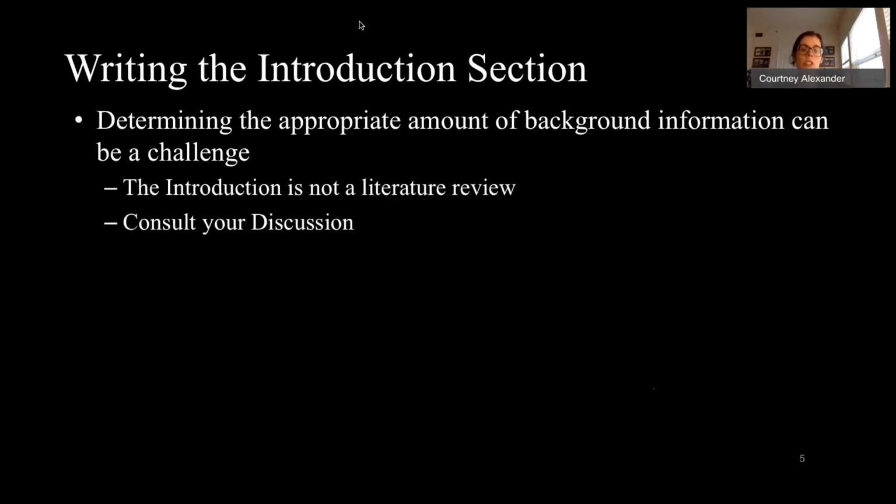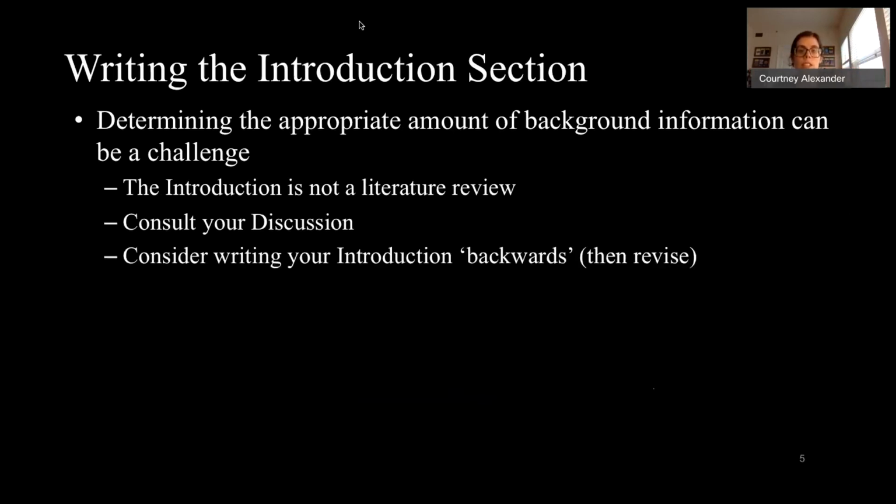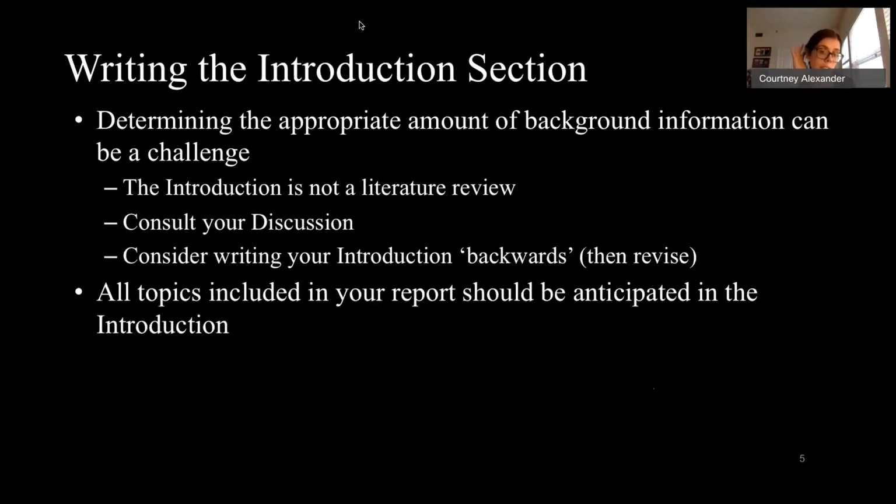You want to consult your discussion. So what kinds of things did you talk about in the discussion? You want to bring them up for the first time, introduce them to your reader in the introduction. You want to consider writing the introduction backwards. So start with that hypothesis and prediction and work up in that V. All topics included in your report should be anticipated in the introduction.